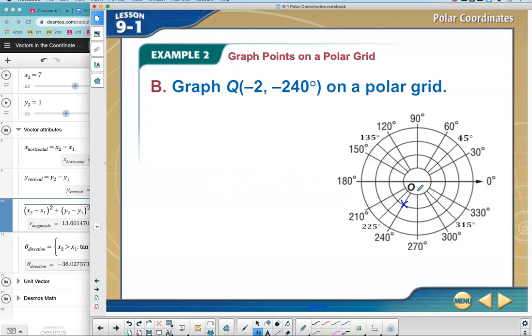So this is the first pole after the y-axis, 270 here. So it'd be the first pole over here. That's actually going to be my point right there. It's very strange. It doesn't look like it should be there, but that's where Q will be placed.